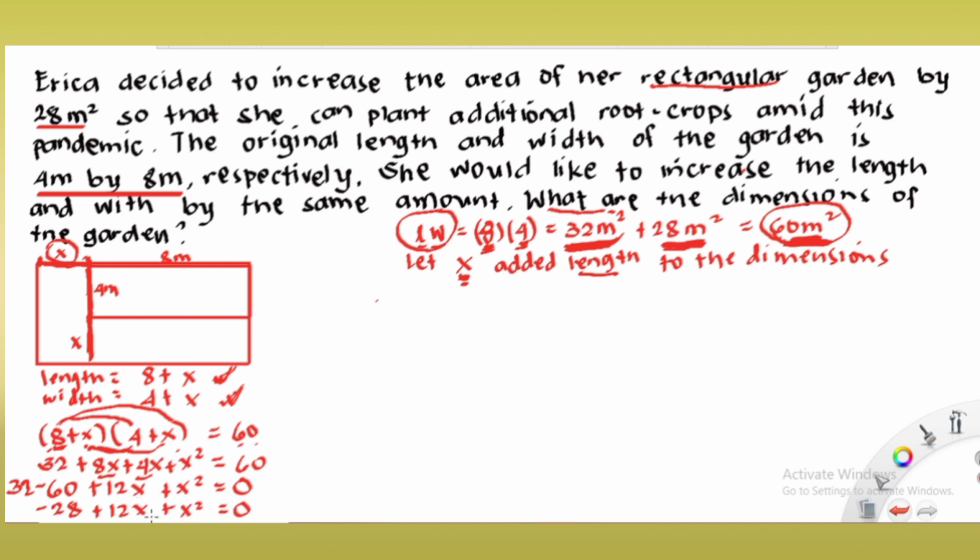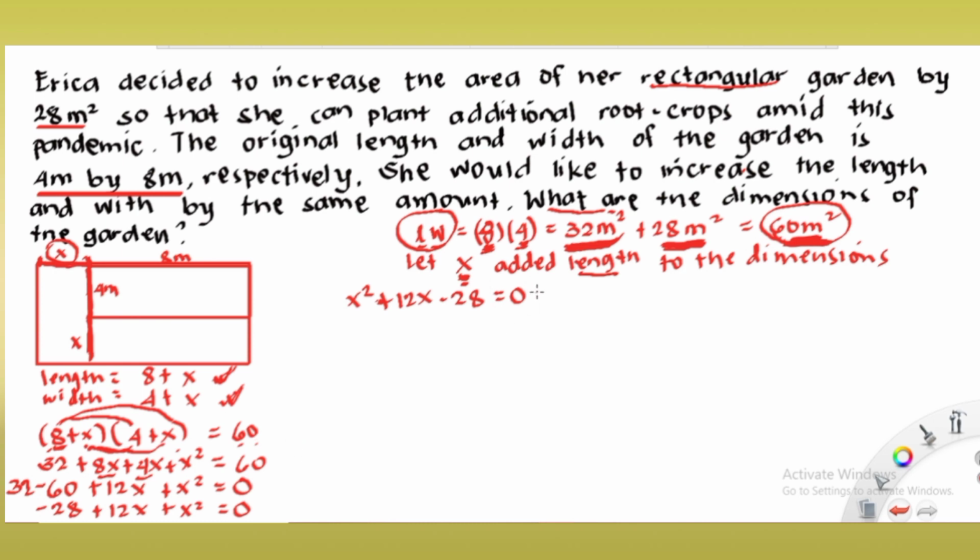So let's write this in standard form muna, in ax squared plus bx plus c equals 0. So that will become, so una natin muna isusulat ang x squared. So x squared followed by the bx, which is 12x. So plus 12x. And then the constant, which is negative 28. And then equals 0. So none of the terms change their signs. Kasi hindi naman sila lumipat sa kabilang side ng equal sign.